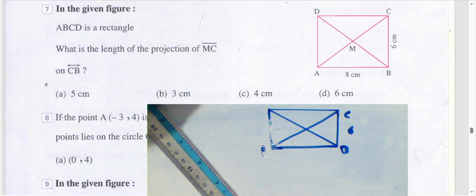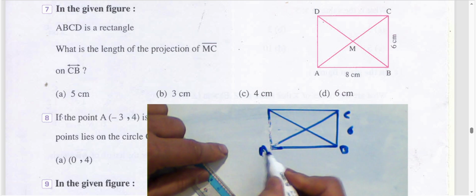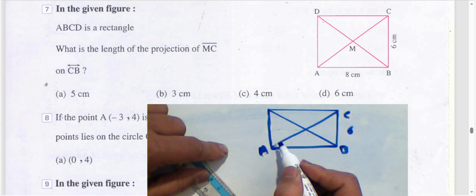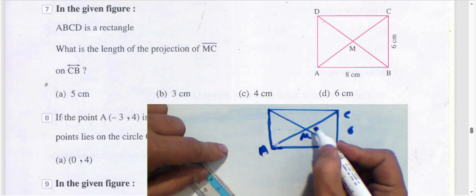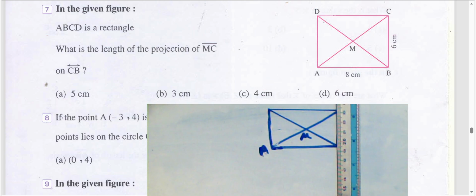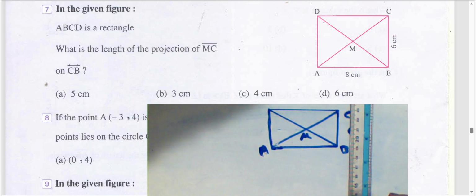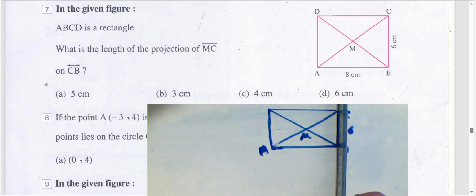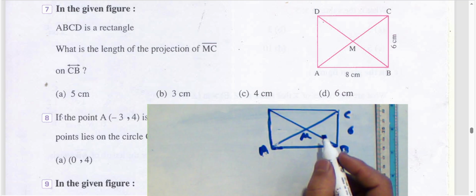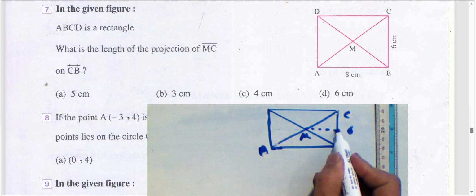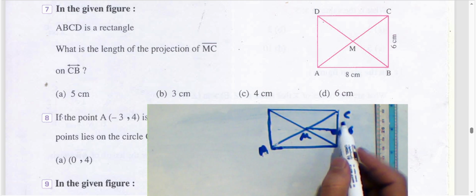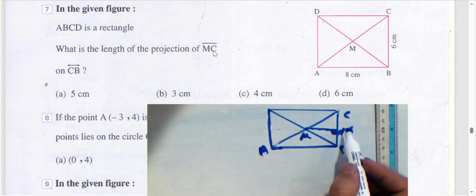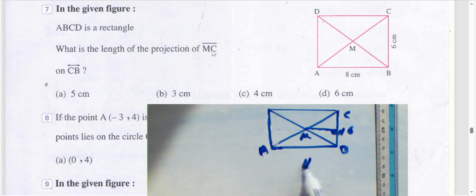This is a rectangle. We want to find the projection of MC here onto CP. Put the ruler on CP. What's the projection of M? The projection of point M onto here is this point, like N, and the projection of point C, look at here, C lies on the straight line. Then we want to find the length of NC. NC is half of 6, so it will be 3 centimeters.